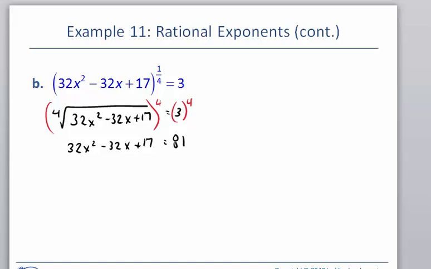Now again, as I'm looking at this, I'm seeing that it's now quadratic because the highest power is 2. I want to be able to factor it if possible. And in order to factor, I need everything on one side. So I'll subtract the 81. That's going to give me 32x squared minus 32x minus 64 is equal to 0.